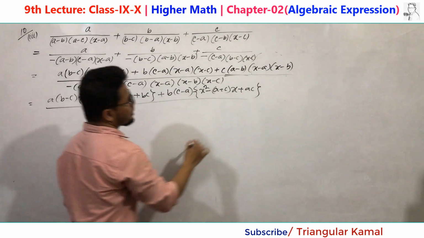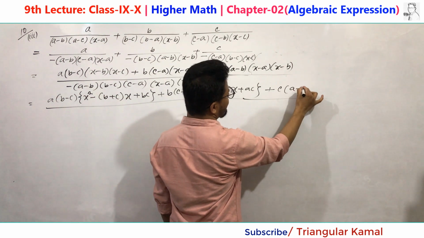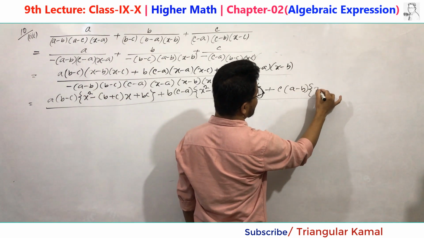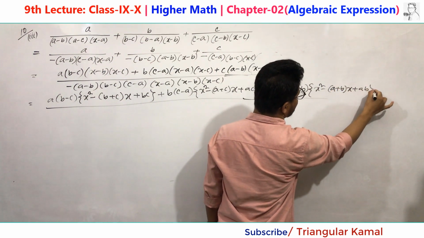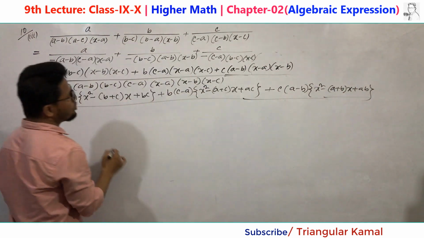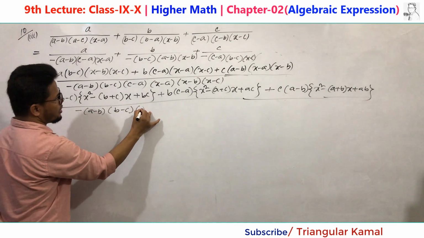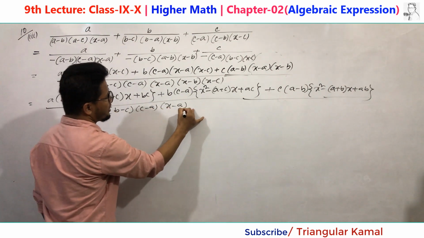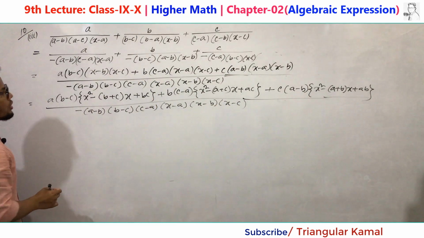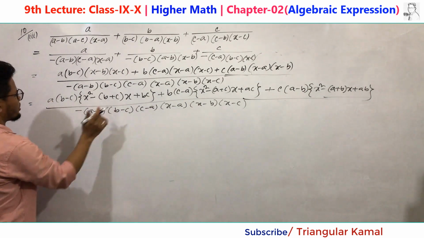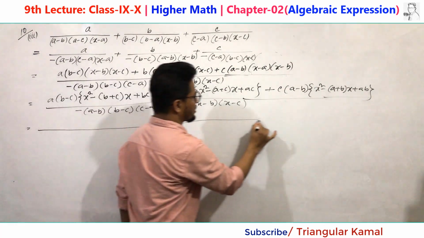And then the final one will be C multiplied by A minus B, then the second bracket will be X square minus A plus B multiplied by X plus AB. And now the denominator part is A minus B, B minus C, and C minus A, X minus A, X minus B, and X minus C. Now give attention: just multiply this one with this one. You have to follow a few techniques, otherwise this math will be too large.